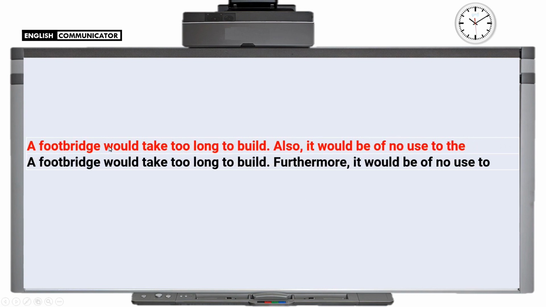A footbridge would take too long to build. Also, it would be of no use to the... and you can use the sentence further because it's a very long sentence, so you just mention the mistake. A footbridge would take too long to build. Furthermore, okay, furthermore, so you are just mentioning another problem of the bridge, and if you want to mention another problem, you use the very simple "furthermore."